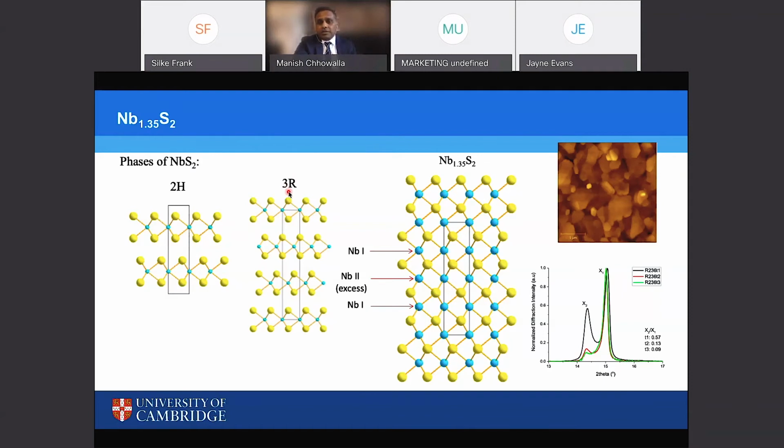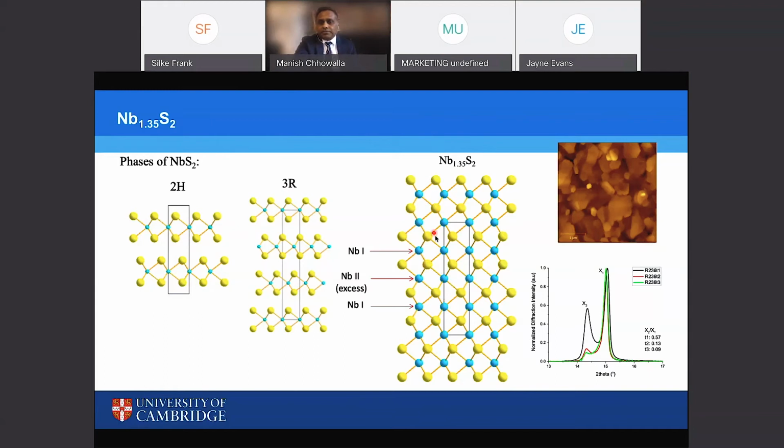This lowers the overall current density. So we synthesized this phase of niobium disulfide with an excess amount of niobium. The stoichiometry now is more like Nb1.35S2. This is because we've incorporated niobium between these layers. So now these layers are strongly coupled, and we can have good electronic transport in the Z direction as well as the X and Y directions.